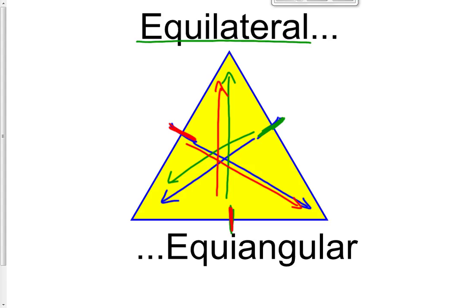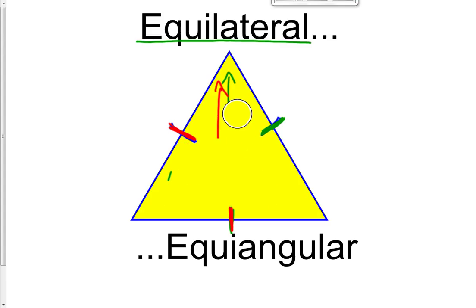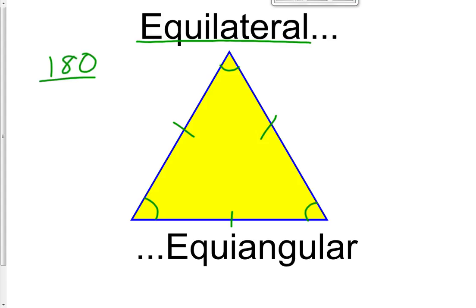So what do we have with this big huge mess here? We just see that all the angles must be congruent if all the sides are congruent. If we have an equilateral triangle, then we must have an equiangular triangle because all three angles must be congruent because they're opposite congruent sides. And so what would all those angles be? There's 180 degrees in a triangle, so if we split it three ways, each one has to be 60 degrees.